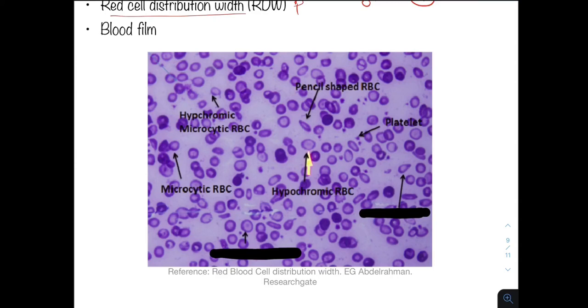So here there is anisocytosis, which remember is the variation in red cell size, and poikilocytosis, which is variation in red cell shape.